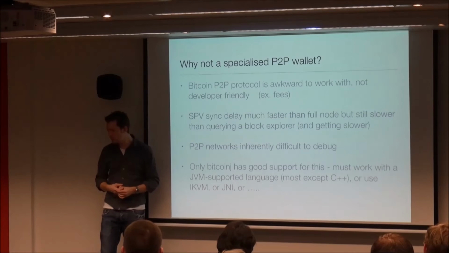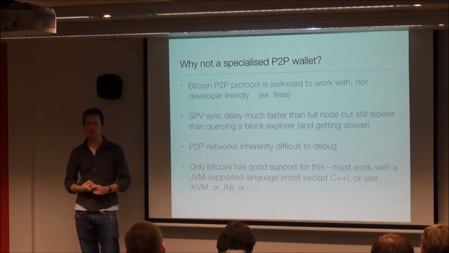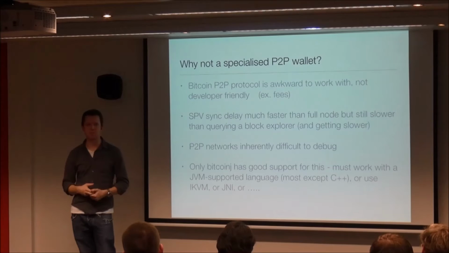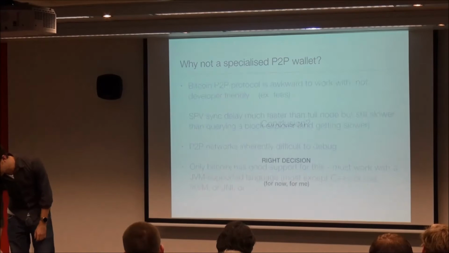Finally, if you want to do a specialized Bitcoin wallet, there are only a handful of libraries you can use, really. Bitcoin J is the best, but if you don't want to use this because you can't use the JVM or whatever, then there aren't a whole lot. You would probably have to use something like blockchain.info as your backend, for example. So those are the downsides of doing things this way.